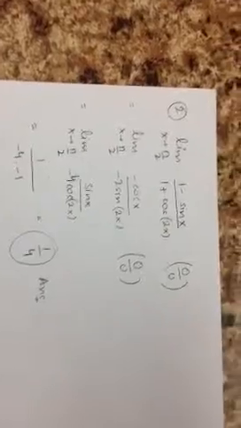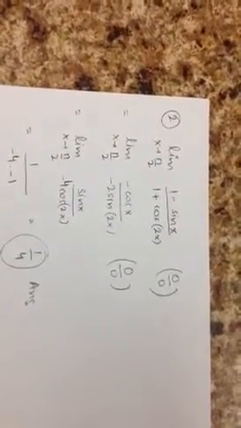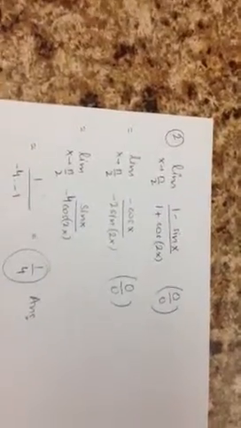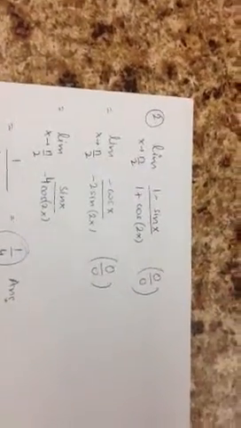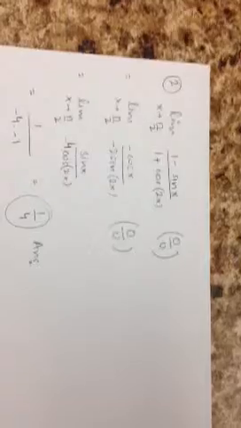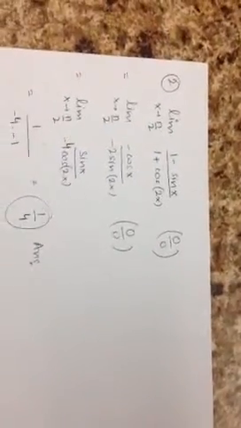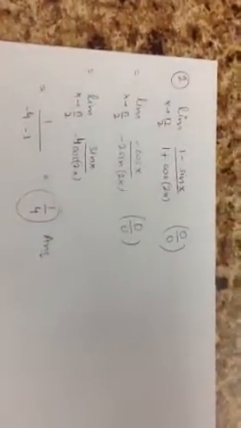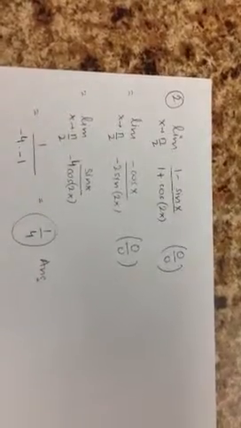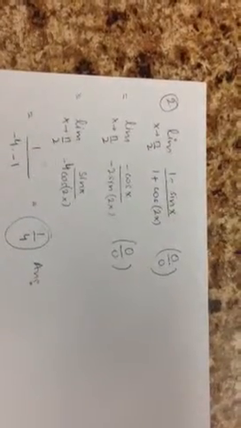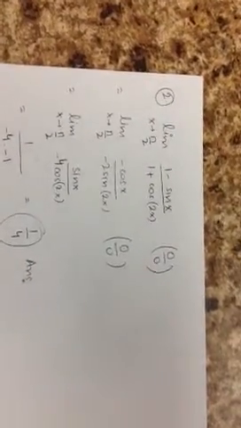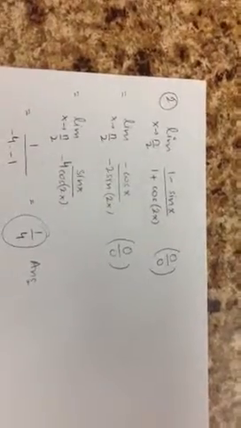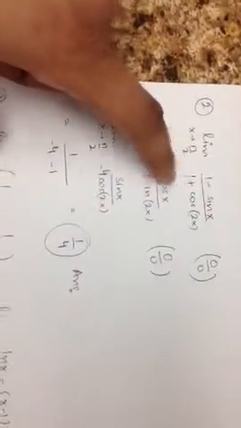Okay, in this, limit as x approaches pi by 2 of 1 minus sine x over 1 plus cosine 2x. If we plug pi by 2 into the equation, it gives 0 over 0, which is an indeterminate form, so we have to use L'Hopital's rule. So in the next step, limit as x approaches pi by 2 of negative cosine of x over negative 2 sine of 2x. We are just taking the derivative of each term.